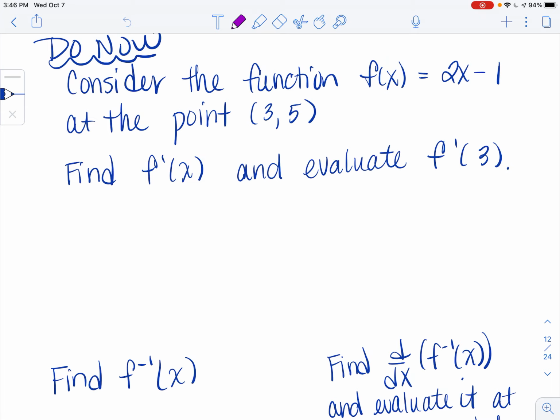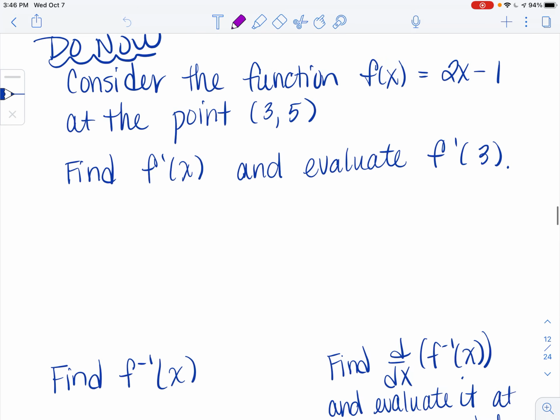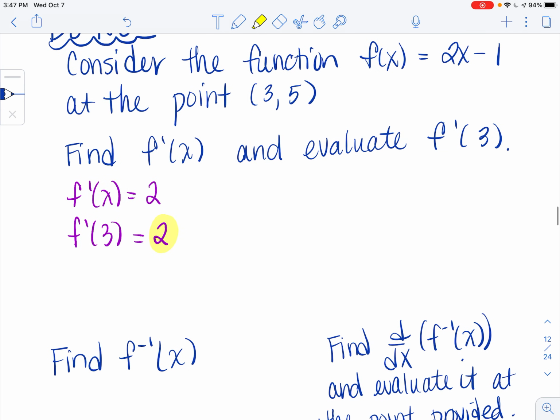So if you consider the function f of x equals 2x minus 1, f prime of x is obviously going to end up being 2. If we then have to evaluate f prime of 3, being that f prime of x is a constant value, it is still going to just stay as 2. And I'm going to highlight that because we're going to have to come back to that number in a little bit. So now this is where we start getting into exactly what the inverse is.